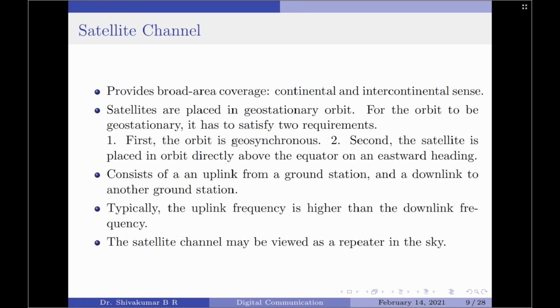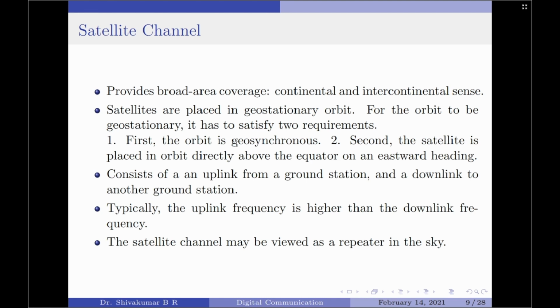Moving on to the last channel of the discussion here, the satellite channel. A satellite channel provides broad area coverage in both a continental and an intercontinental sense. In almost all satellite communication systems, the satellites are placed in geostationary orbit. For the orbit to be geostationary, it has to satisfy two requirements. First, the orbit is geosynchronous, which requires a satellite to be at an altitude of 22,300 miles. A geosynchronous satellite orbits the Earth every 24 hours.